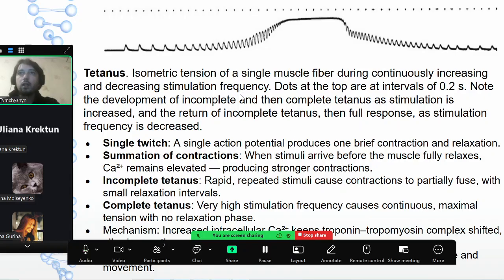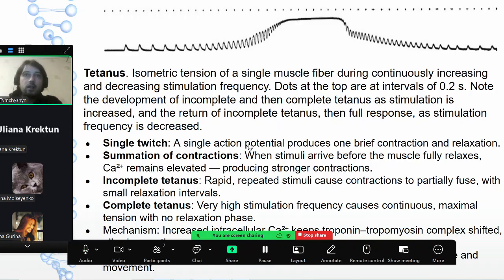frequency. The dots on the top, that's not a problem with the image, they should be there, and they signify time intervals, something like 0.2 second. If we have a single action potential, we get just a single twitch of the muscle fiber. So a single action potential produces one brief contraction and relaxation.